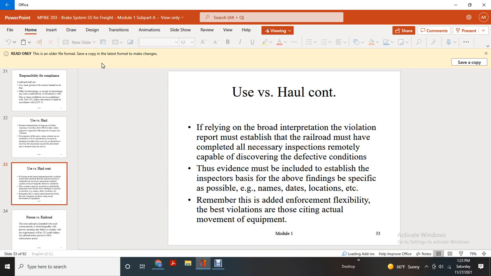The report with the established railroad must have completed all the necessary inspection, remotely capable of discovering the defect. The condition of the evidence must include the established inspector's basis with the above finding, as specific as possible: the name, the date and location, etc. Remember the added enforcement flexibility with the best violation of those deciding, actuating, and moving the equipment.